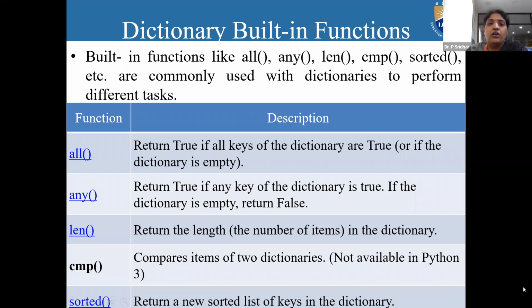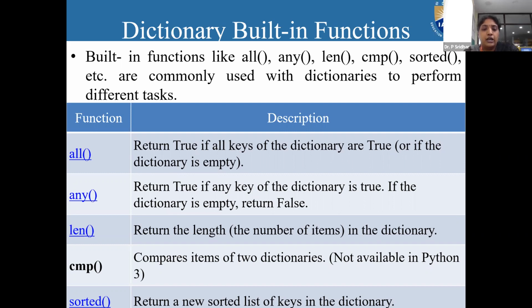Okay, see now. Dictionary built-in functions. These built-in functions you have seen from the first data structure, list, right? So what does all do? The all function returns true if all the keys of the dictionary are true, that is, if all the keys of the dictionary are present, then it will return a true value. The any function returns true if any key of the dictionary is true. And the length function returns the length of the dictionary, that is, the number of items present in the dictionary.